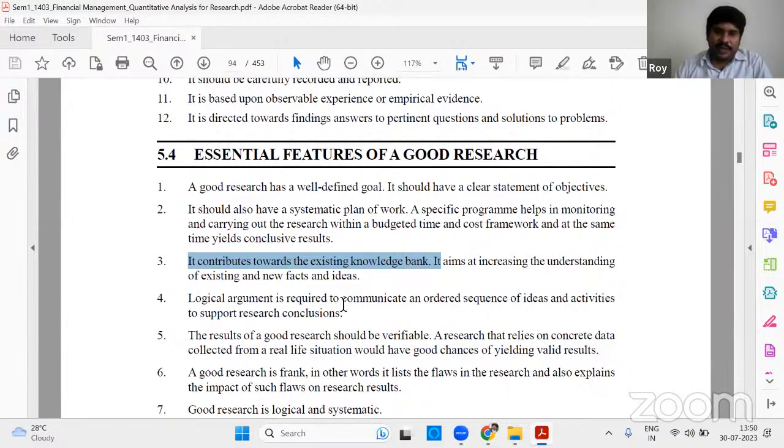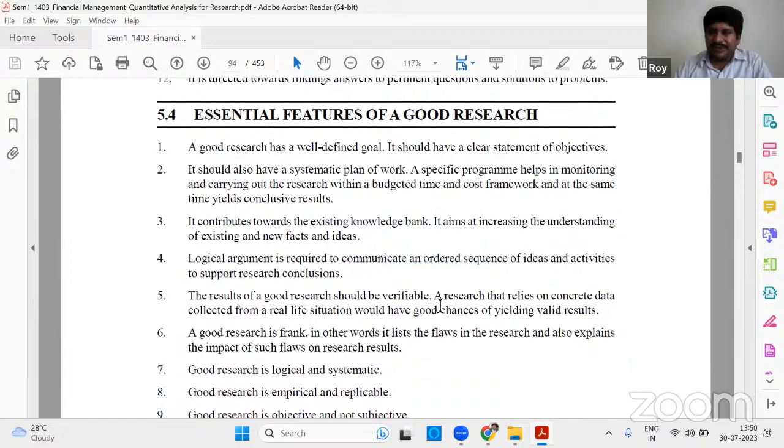It's a logical argument required to communicate in order, in sequence. A good research should be verifiable. So unless it gives possible results, for example, I'm just trying to know the satisfaction level of these online classes. And from where should I collect the information? Whether students are happy or not?